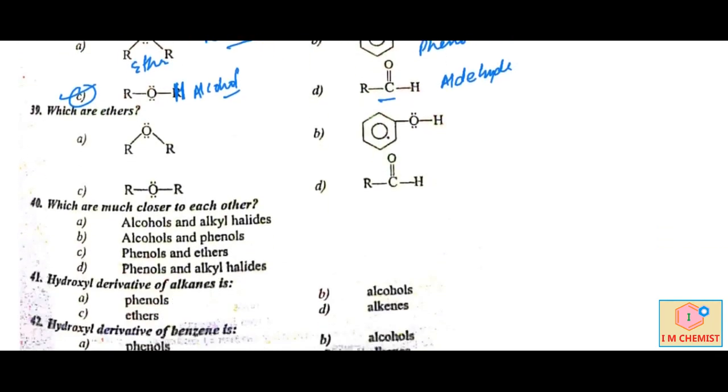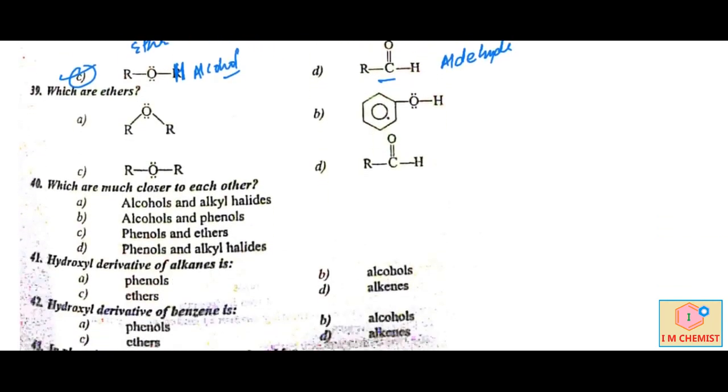Next, MCQ number 39. Which are ethers? So option number A would be correct. This is ether. This is also ether. ROR, this represents ethers, which are much closer to each other. So in case of MCQ number 40, right option would be option number B.